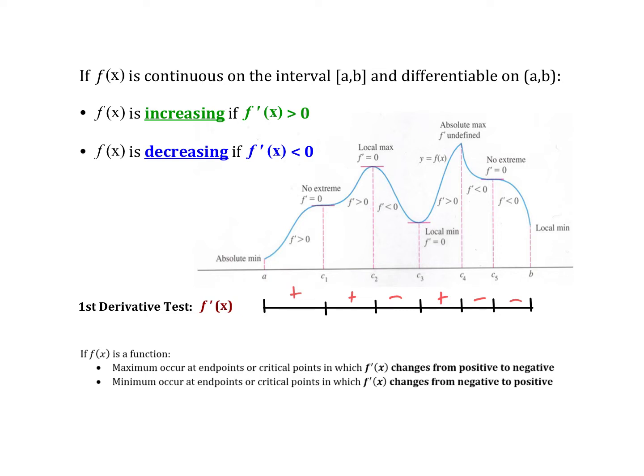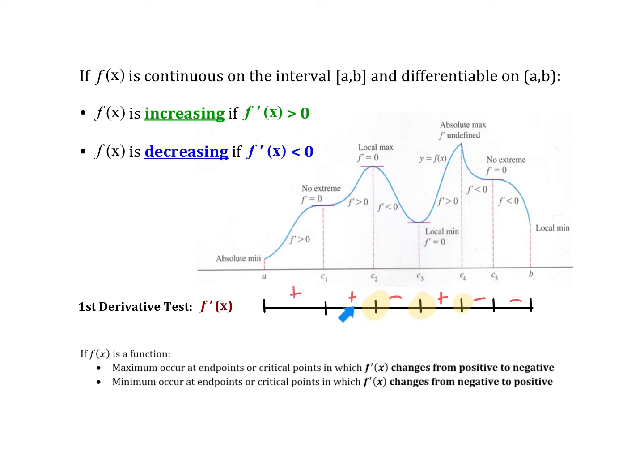Now we can use this to figure out where maxes or mins occur. And those will occur anytime our derivative changes sign. So right here, I'm seeing we have a change from positive to negative. Right here, we have a change from negative to positive. Right here, we have a change from positive to negative. So at these three instances, we have either a max or a min.